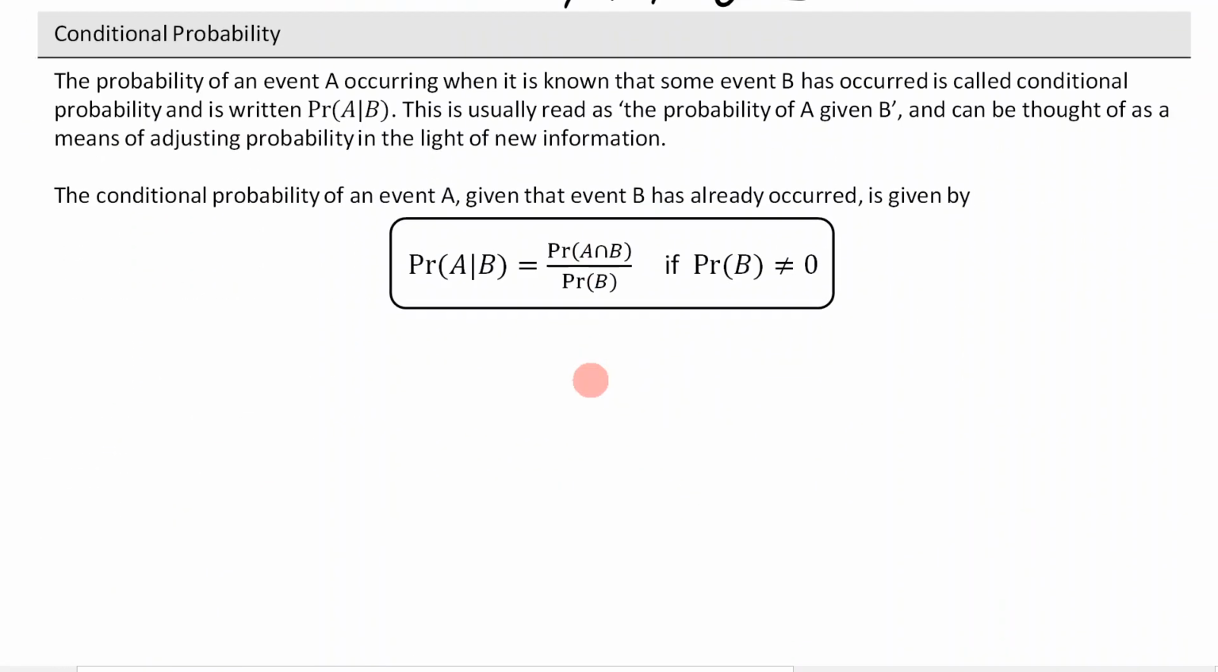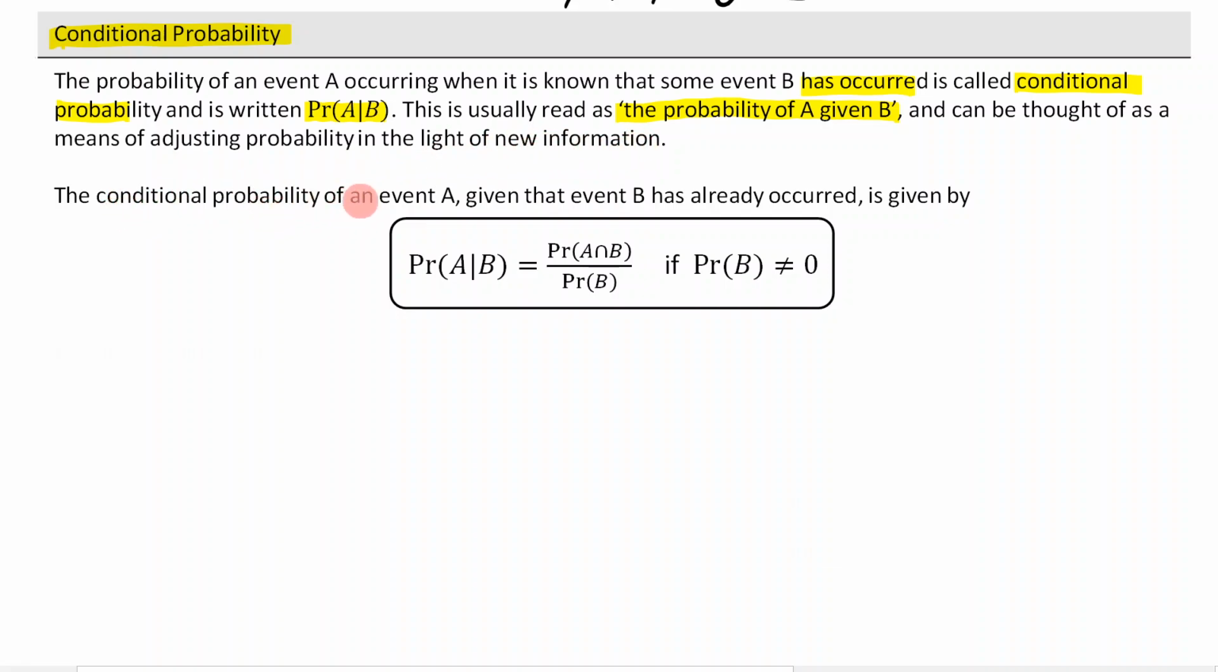So now let's read a formal definition. Conditional probability: the probability of an event A occurring when it is known that some event B has already occurred is called conditional probability. Let me read that again. The probability of an event A occurring when it is known that some event B has occurred is called conditional probability and is written the probability of A given B. This is usually read as the probability of A given B and can be thought of as a means of adjusting the probability in light of new information.